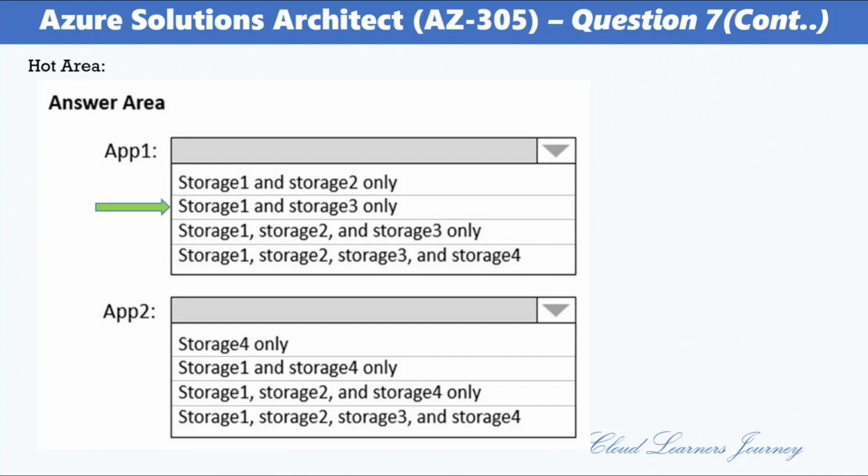For app 1, it's storage 1 and storage 3 only. It needs to use standard accounts. Data stored in a premium blob storage account cannot be tiered to hot, cool, or archive using set blob tier or using Azure Blob Storage lifecycle management. And for app 2, it's storage 2 and storage 4 only. Azure file share requires premium accounts. Only storage 2 and storage 4 are premium.